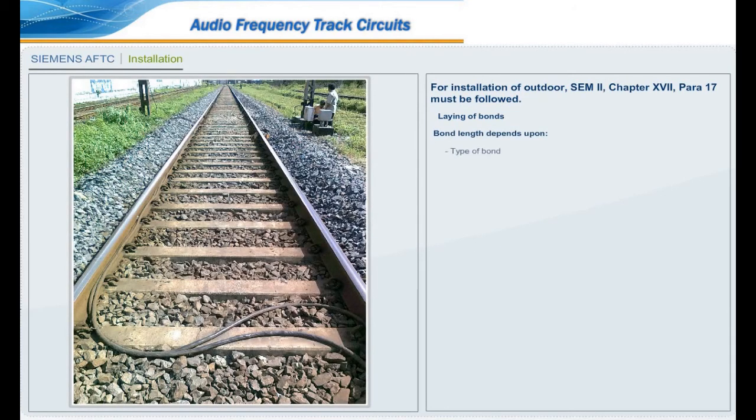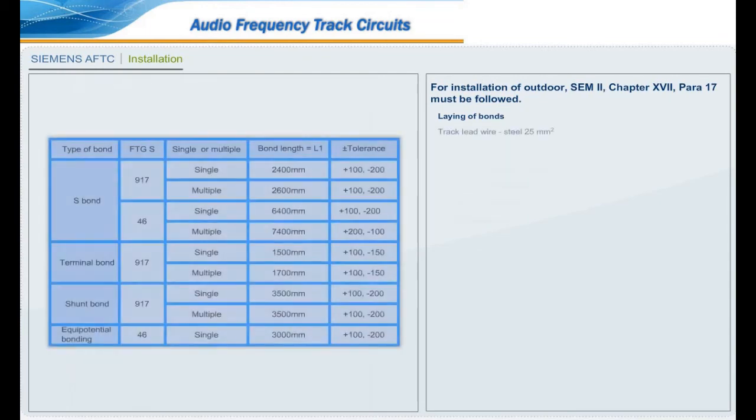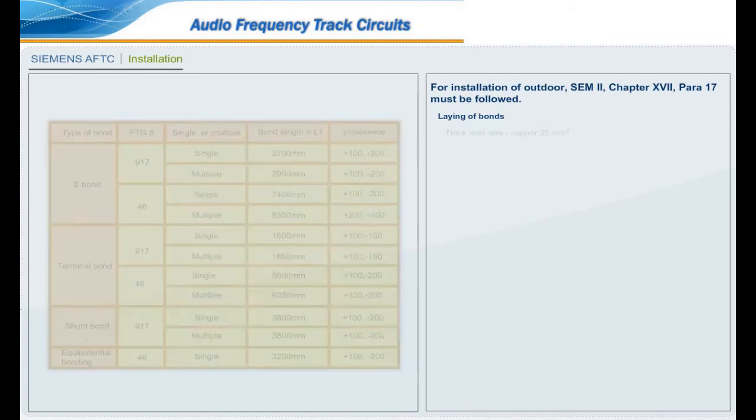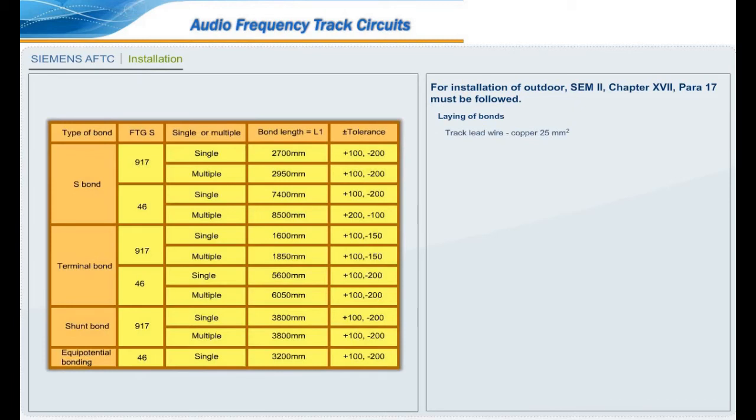Bond length depends upon type of bond, material of track lead wire, cross-section of bond, single or multiple cable, type of FTGS. Track lead wire steel 25 mm square, maximum length 3 meter. Track lead wire copper 25 mm square, maximum length 15 meter.